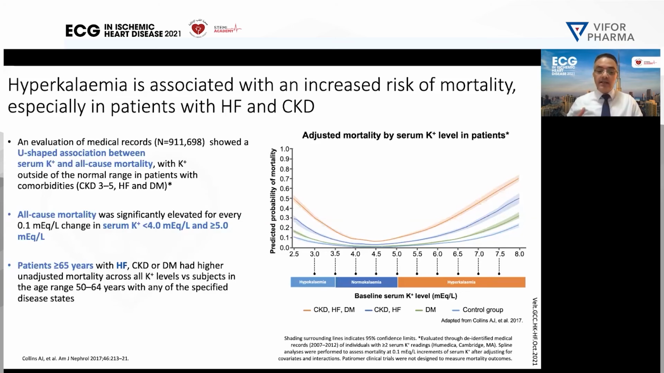Patients 65 years or older with heart failure, chronic kidney disease, or diabetes mellitus had a higher adjusted mortality across all potassium levels versus those subjects in the age range between 50 and 64 with any other specified disease states.